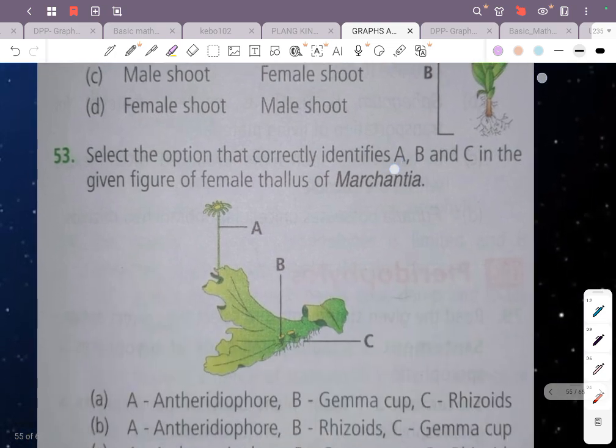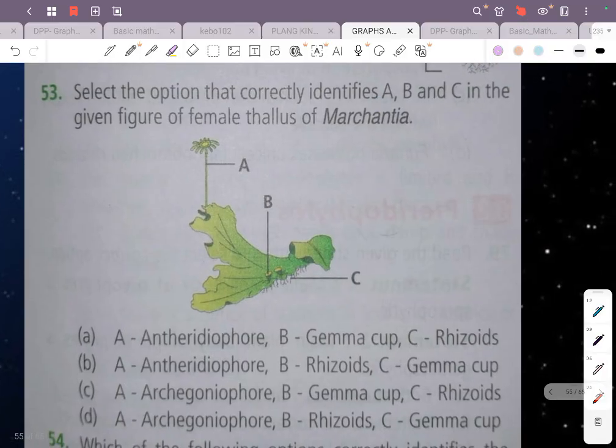Alright, moving on to the next question. The next question is: select the option that correctly identifies A, B and C in the given figure of female thallus of Marchantia. Now this is the figure of female thallus of Marchantia, and you have to identify what is what, right? So basically first you have to tell what is A. What do you think is A? Now A is basically the stalk-like structure, right? And since this is the female thallus, this has to be archegoniophore, right? So it can either be option C or option D. We can clearly eliminate A and B.